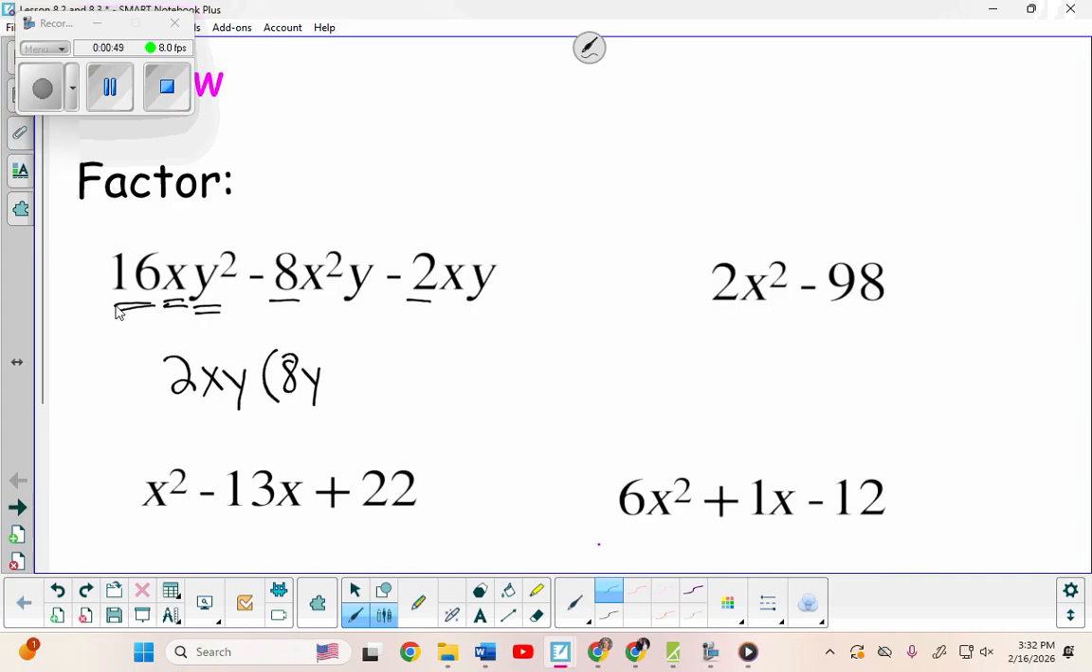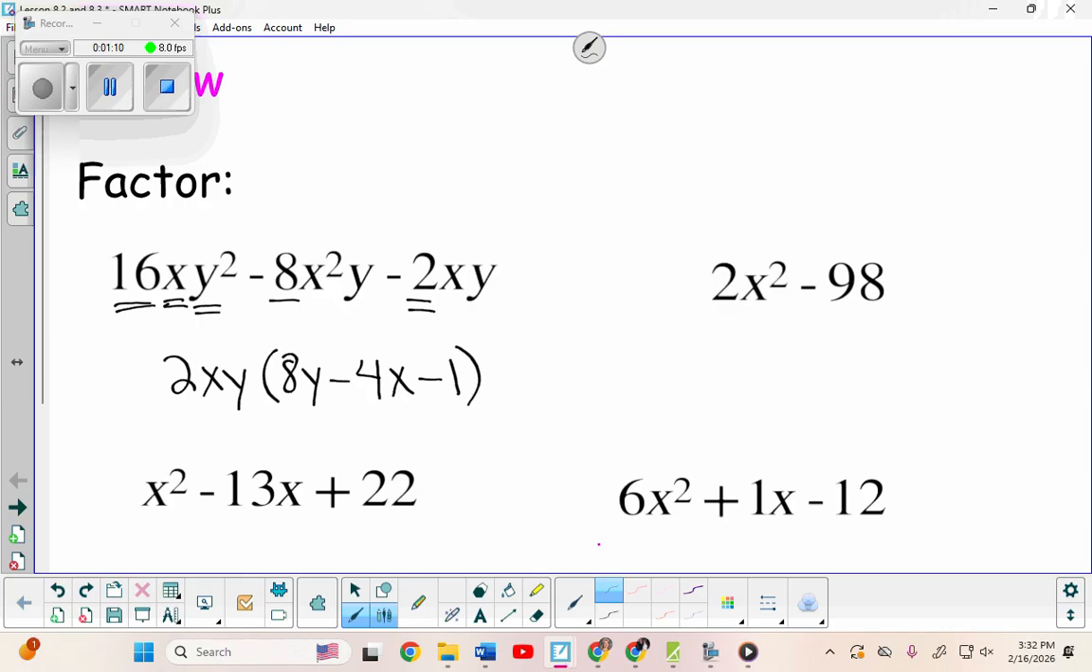Next, we go back to dividing. Divide negative 8 by 2, we get negative 4. Take out an x, we have one x left, and we take out a y, there would be no y's left. Finally, negative 2 divided by 2 is a negative 1, and the x is coming out, the y is coming out, so that's it.